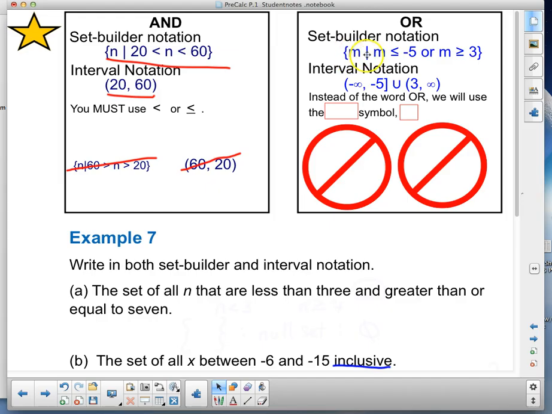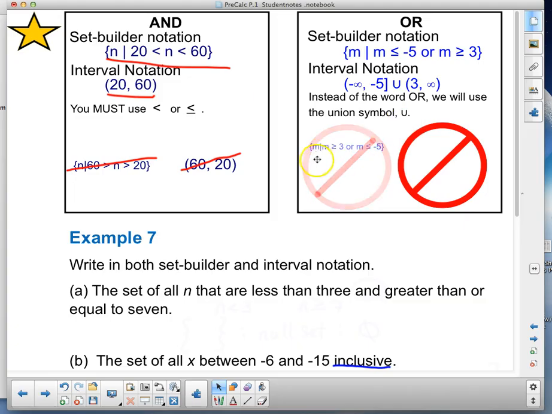for the set of all m such that m is less than or equal to -5, or m is greater than or equal to 3, I've got interval notation, and my negative infinity to -5 is an unbounded closed set, unioned with, because of the OR, an unbounded open set, this 3 to infinity. Now, instead of the word OR, we'll use the union, or the U symbol.